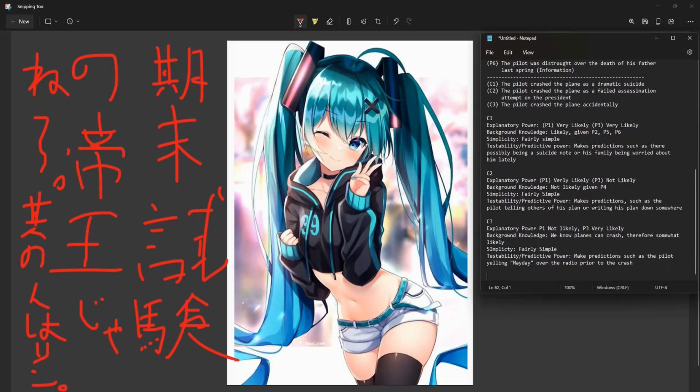And if we analyze these, C1 is the clear winner. It has the most explanatory power. It conforms to our background knowledge. It's very simple and makes testable predictions that have not been disconfirmed. Now, that doesn't mean that C1 is correct, mind you. However, based on what we know, it's likely to be the correct answer. After all, this is considered an ongoing investigation, according to the rule set.